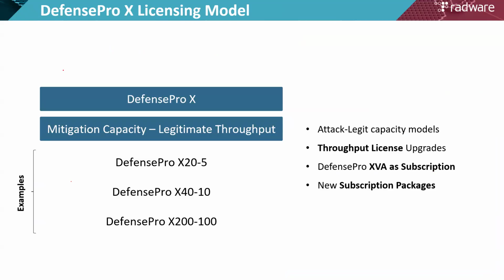Next, we have the licensing model. So it looks something like this. In this case, after the X, whatever value you have first is your mitigation capacity, and this is your legitimate throughput. Similarly, 40 Gbps would be your mitigation capacity and 10 Gbps would be your legitimate throughput. So this is how you read a licensing schema of Defense Pro.